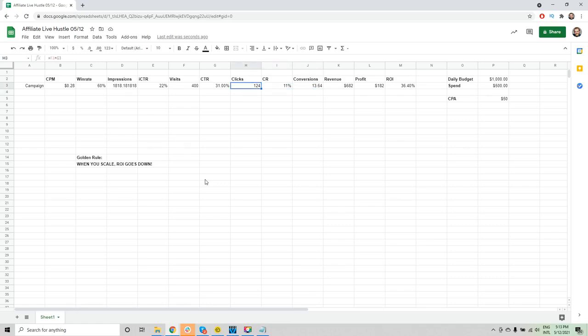Okay, so with these changes, we increase the ICTR a bit, the CTR, and the conversion rate, and we now have an ROI of 36.4%. Okay, we're still not spending our daily budget, so let's try it again.